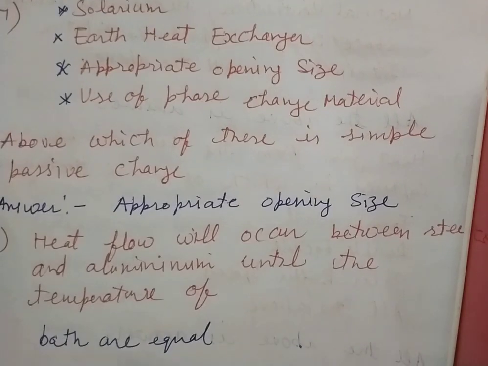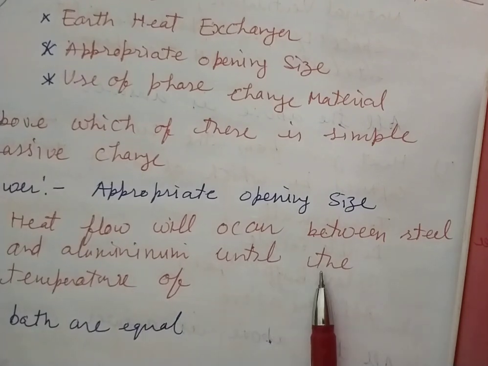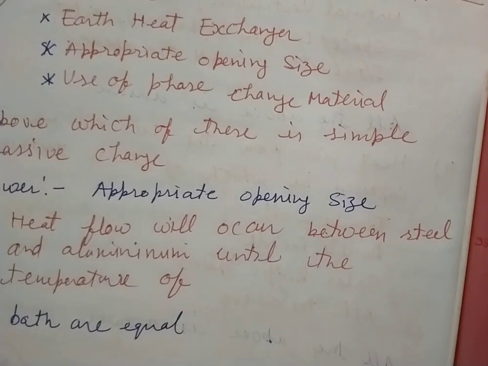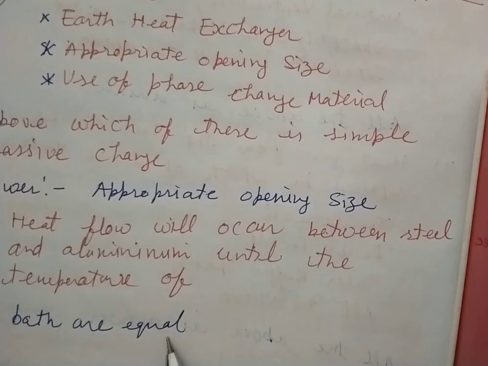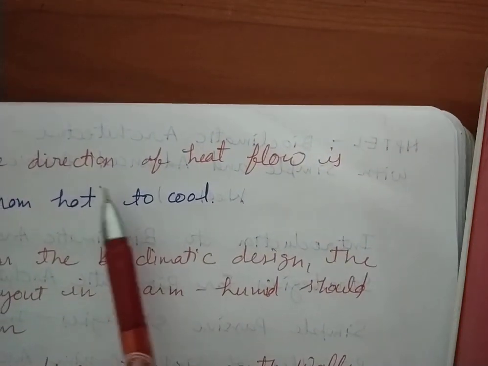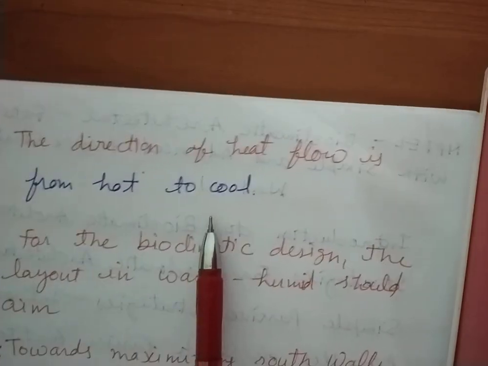Now coming to the question number 8. Heat flow will occur between steel and aluminium until the temperature of. Answer is both are equal. Heat flow will occur between steel and aluminium until the temperature of both are equal. Alright. Now coming to question number 9. That is, the direction of heat flow is from hot to cool.